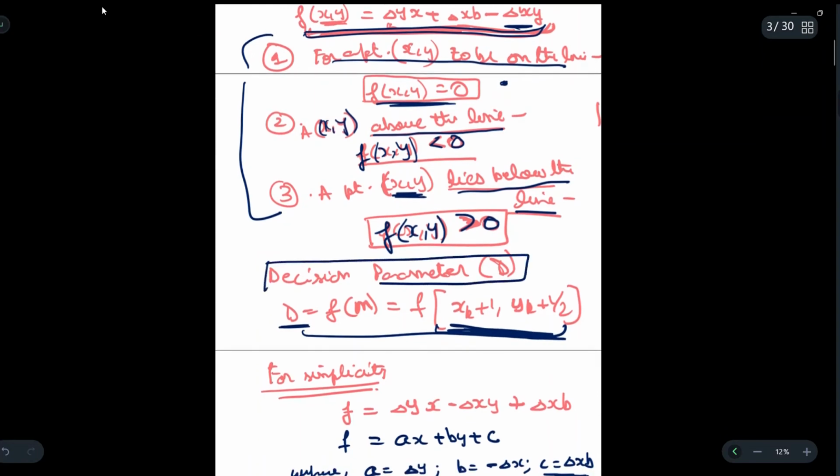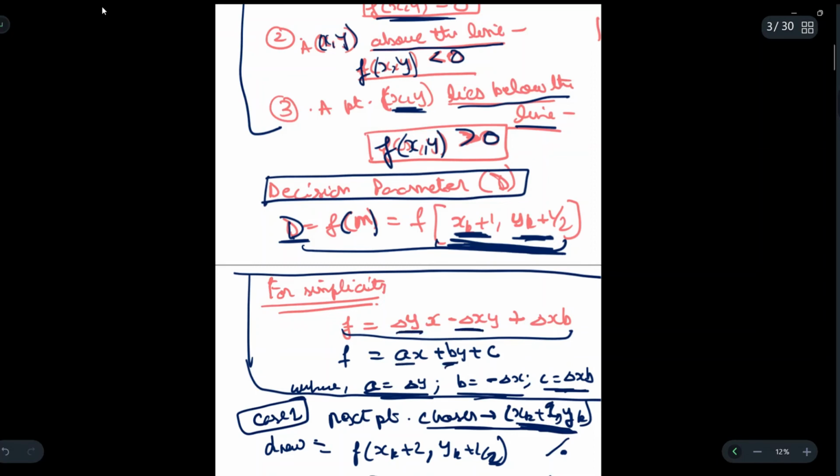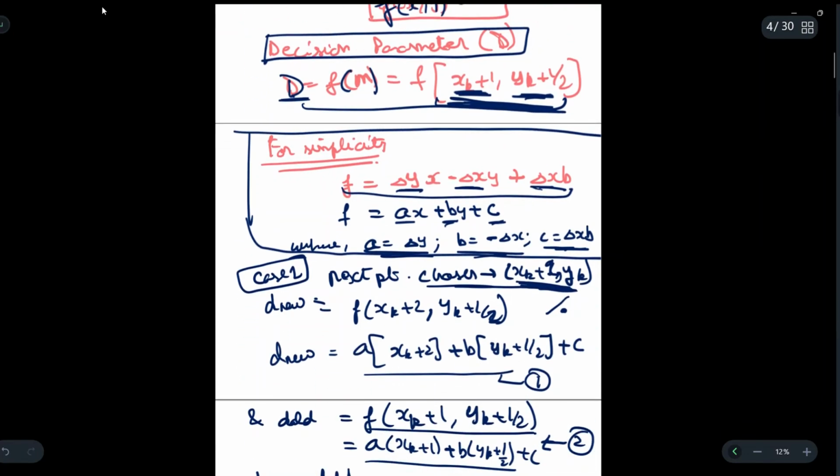Then we wrote the decision parameter d. We just took the function f(x, y) and substituted the value of the midpoint that we had found earlier. For simplicity, in order to make our calculations easier, we wrote the value of f that we had found earlier, then substituted del y as a, minus del x as b, and del x into b as c. Then we considered case 1.